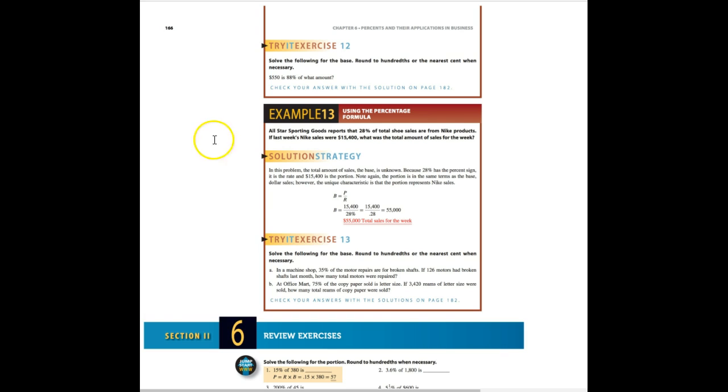So we're doing the base equals portion divided by rate again, the same as the other one. So I'd like for you to pause the video and do Try It exercise 13 now, and then we will go on to the next part of the chapter.